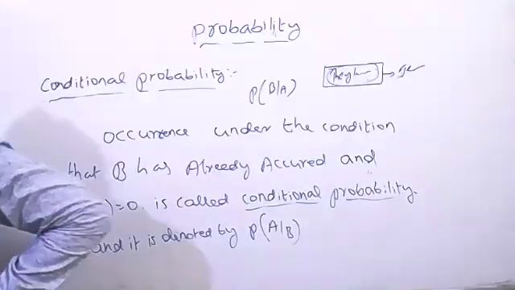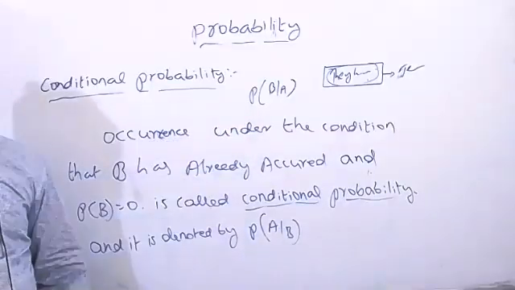The same, probability of B by A. What is the meaning of probability of B by A? What can you write as the meaning of this now? I already gave the definition very clearly.